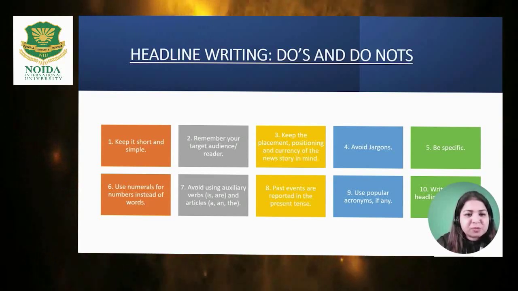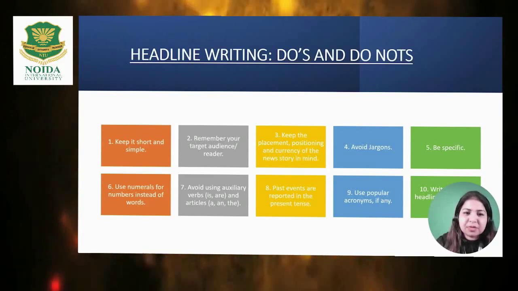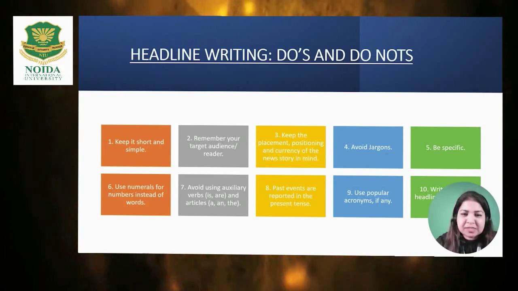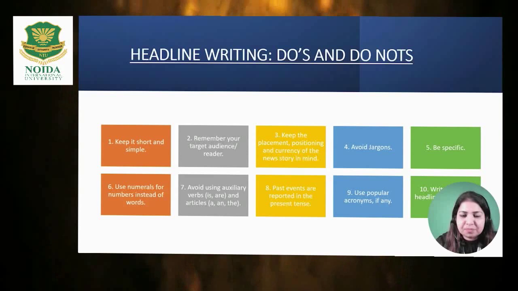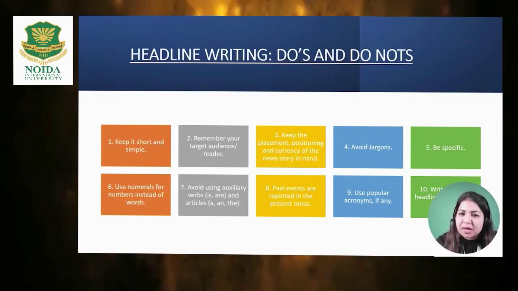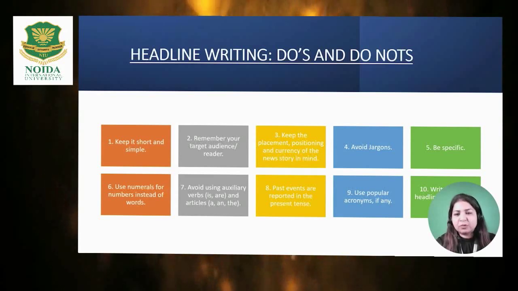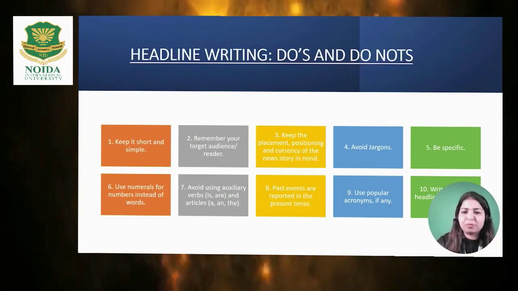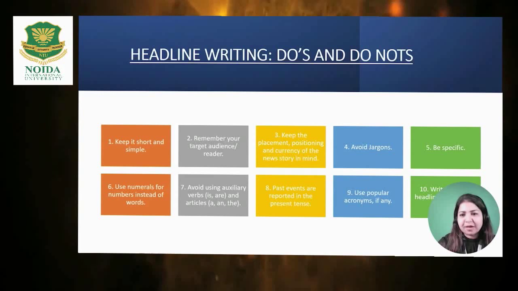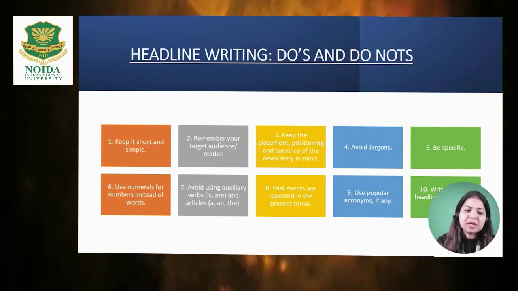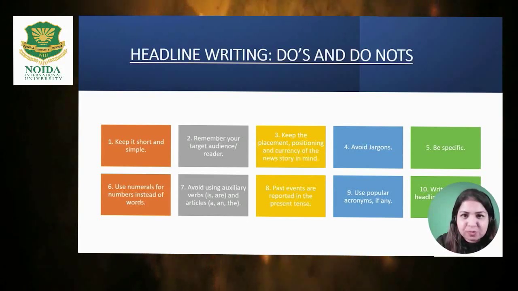Sixth, use numerals for numbers instead of words. Seventh, avoid using auxiliary verbs like is, am, are and articles. Eighth, past events are reported in the present tense. And the ninth one is use popular acronyms if any. And the last one is write multiple headlines and choose one.